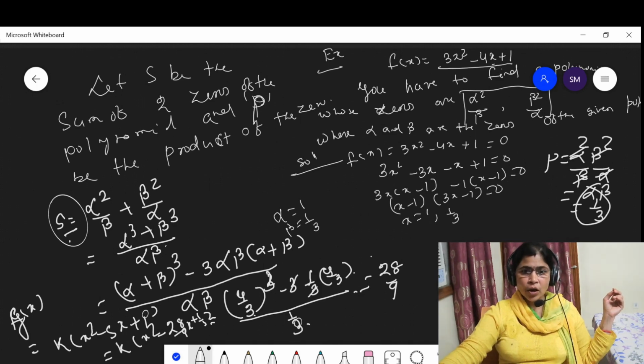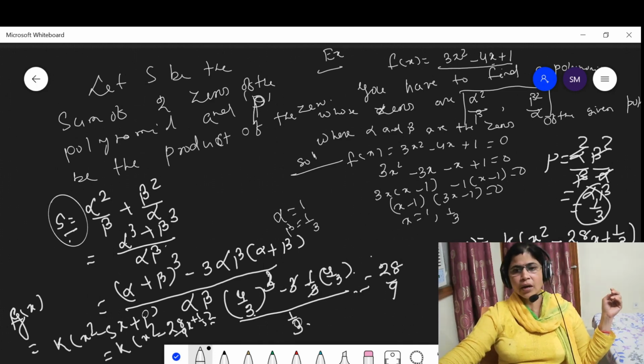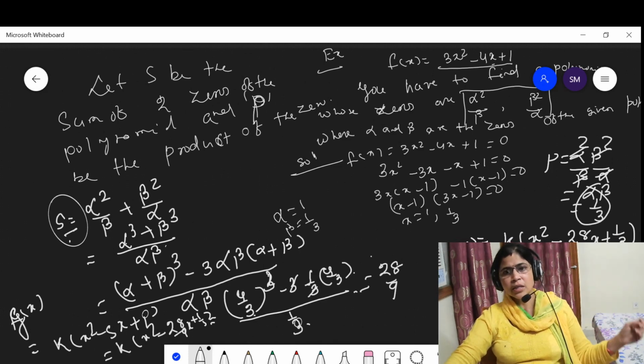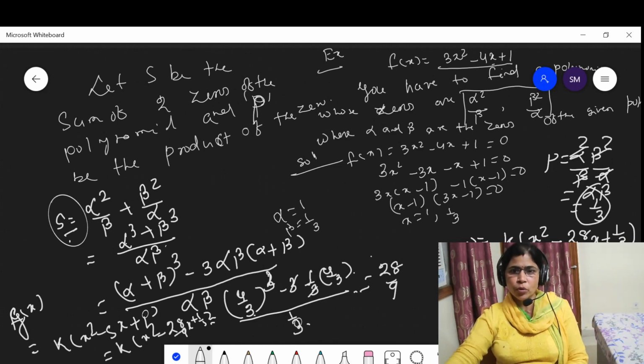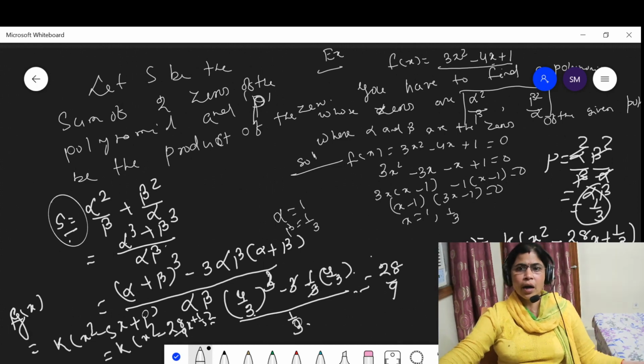Then by solving this, finally we get g(x) is equal to k into (x square minus 28 upon 9 x plus 1 upon 3). This is the answer of the given question. This is the polynomial which we have to derive, whose zeros are alpha square upon beta and beta square upon alpha.